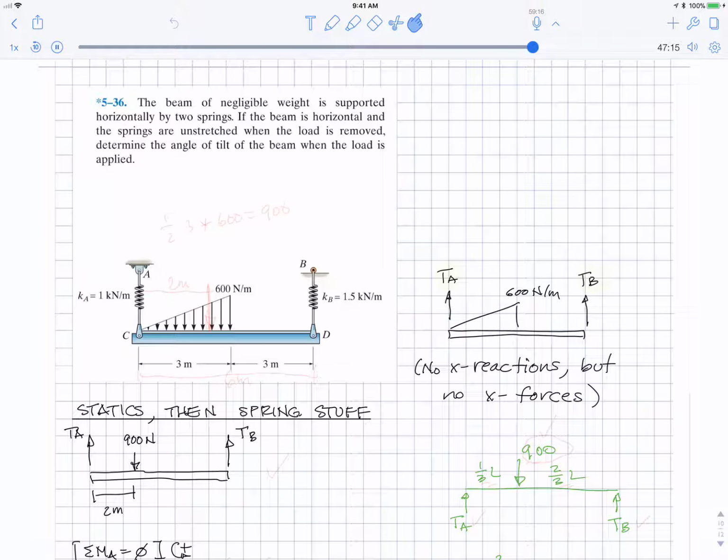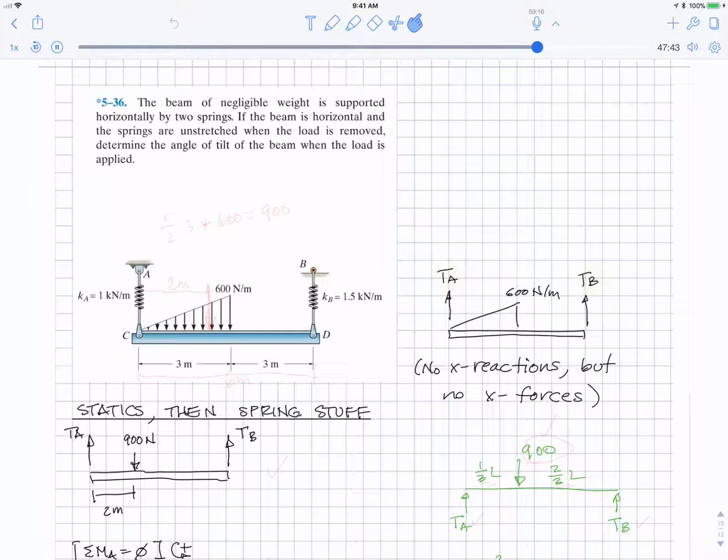Okay, I picked this problem because, one, it had a triangular load, and I particularly picked it because it's got these weird springs on there. It kind of seems like a bad idea to hang a giant thing like that from springs, but anyway, it makes a nice statics problem. Okay, there are no X reactions in this problem.